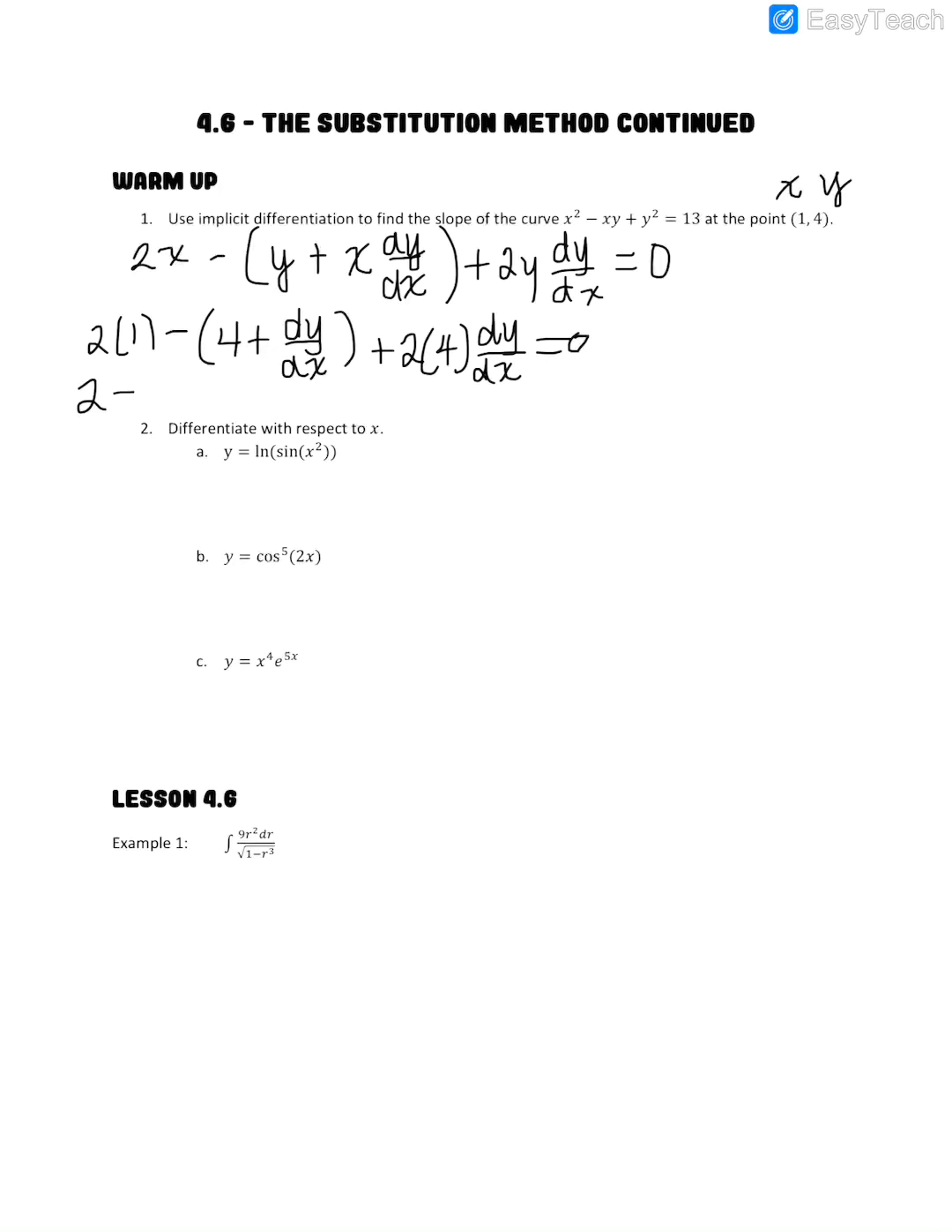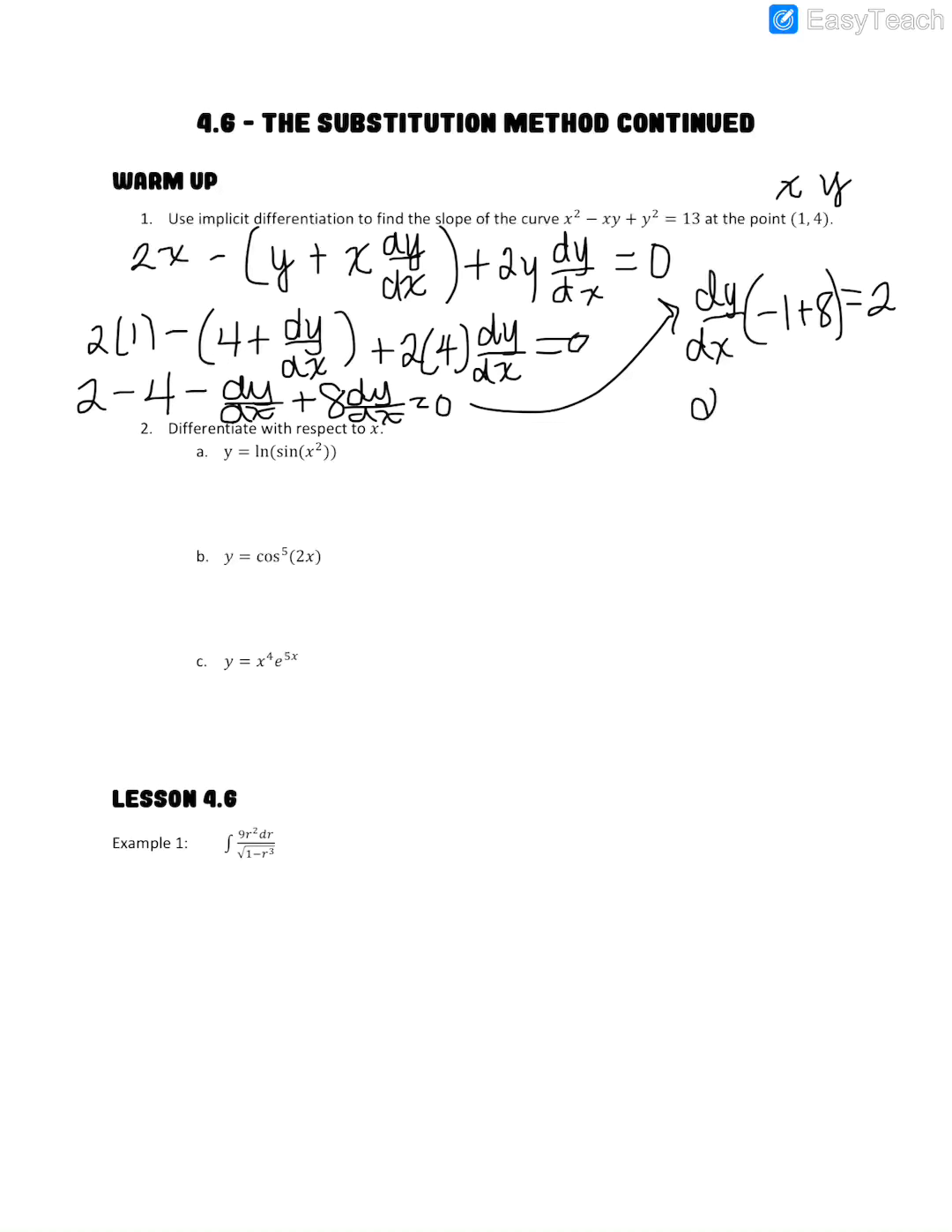So 2 minus 4 minus dy dx plus 8 dy dx. 2 minus 4 is negative 2. I'm going to add it to the other side. Pull out a dy dx. That's 7, so divide by 7. Done.